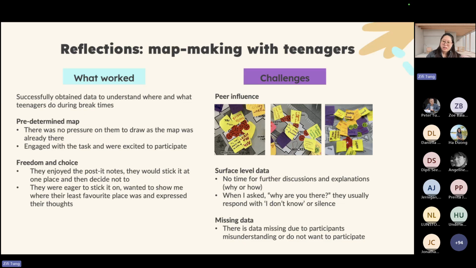And then the last challenge is missing data due to participants' misunderstanding. And there were some students who didn't want to participate, which was fine. And they just did their own thing.